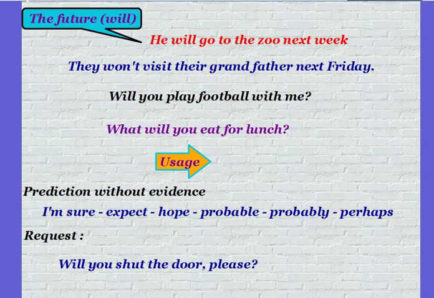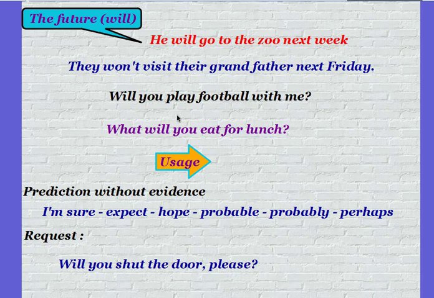Now let's move on and talk about the grammar part in this lesson. As you know, the first 3 lessons in this unit must have some grammar. So now I'm going to talk about the future using will. Here are some sentences before we start talking about the usage of this structure. He will go to the zoo next week. They won't visit their grandfather next Friday. Will you play football with me? What will you eat for lunch?